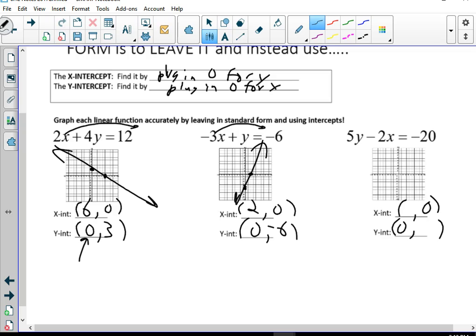Again, if I was solving for y, and I moved negative 3x over, it would become positive 3x. And this would be a very easy one to solve for y, because I'm done. 3x minus 6. I begin at negative 6, I go up 3, right 1, I'm done.